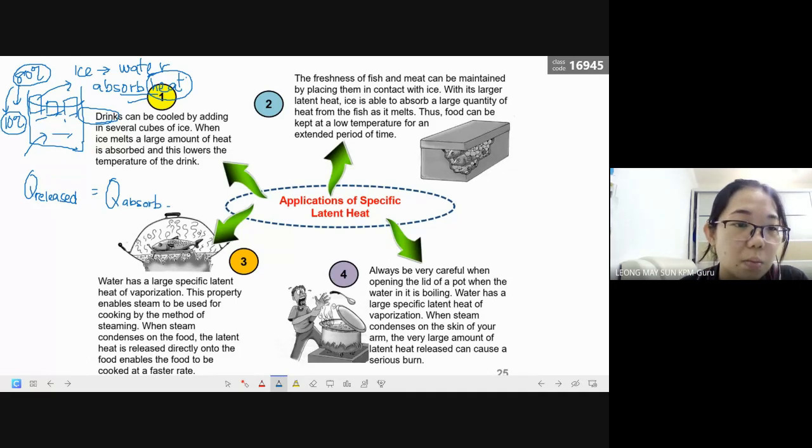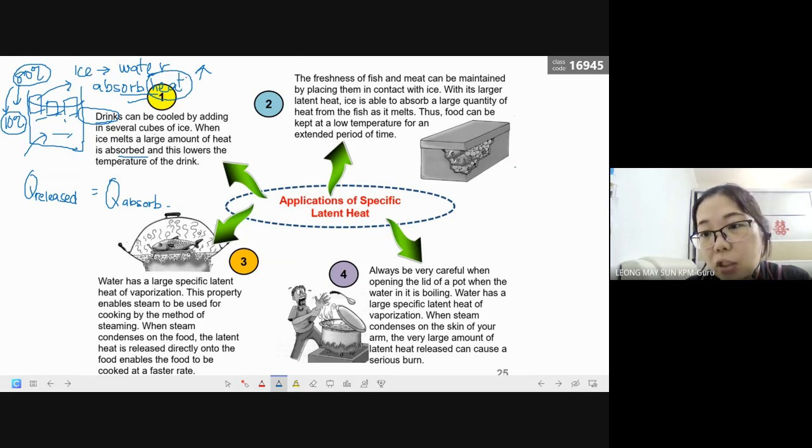All right, so when ice melts, a large amount of heat is being absorbed, and this lowers the temperature of the drink. Why? Because the drink's temperature will decrease, the ice will melt and become water, and then the temperature will increase after that. All right, so this is how specific latent heat is used in cooling the drinks.